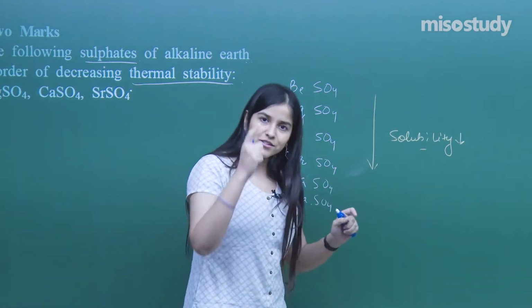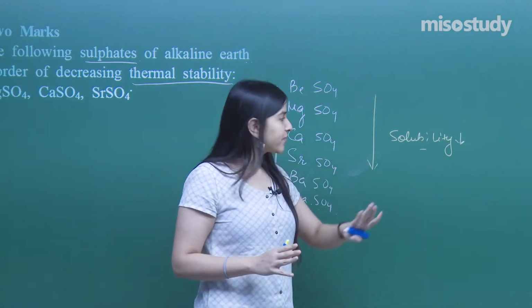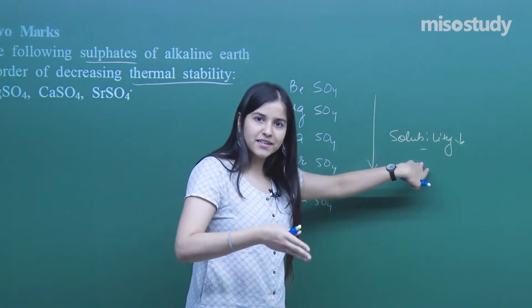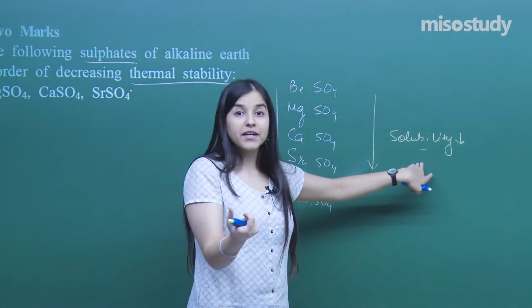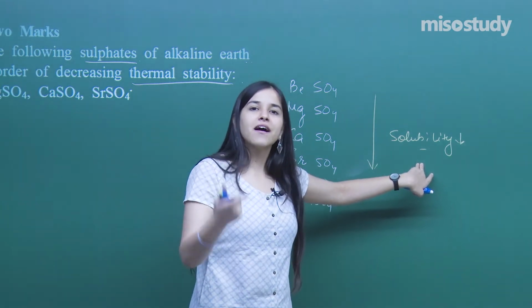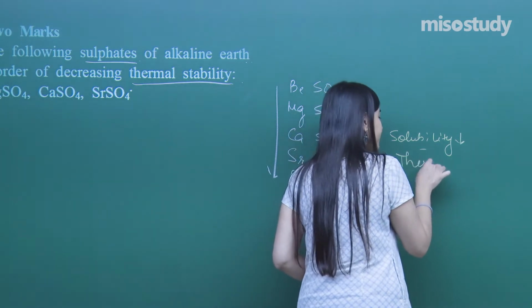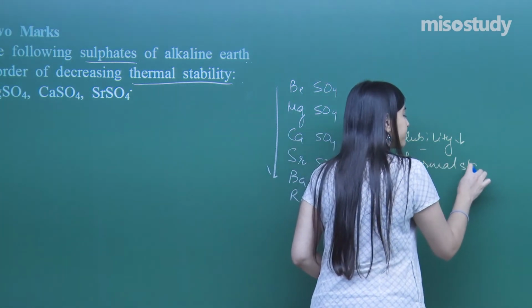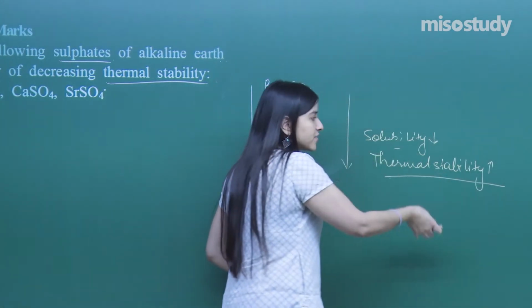Fine. And since the solubility, you can just remember it this way, that if the solubility is decreasing, that means it is not getting dissolved in water, right? Thereby it will be a stable solid compound. Fine. And that is why these are thermally stable if we go down the group. So thereby thermal stability increases down the group. It's just the opposite.